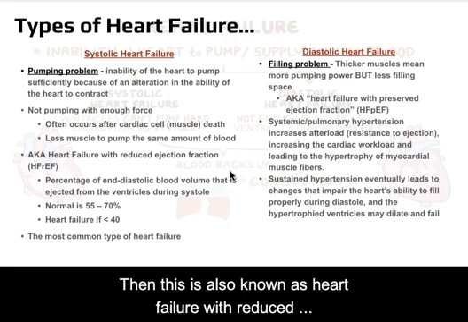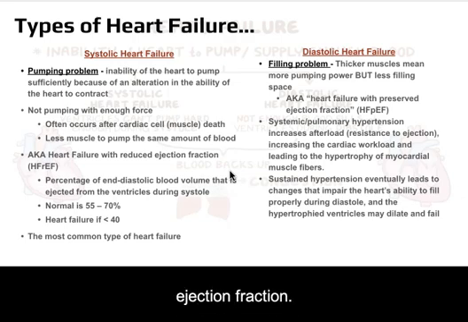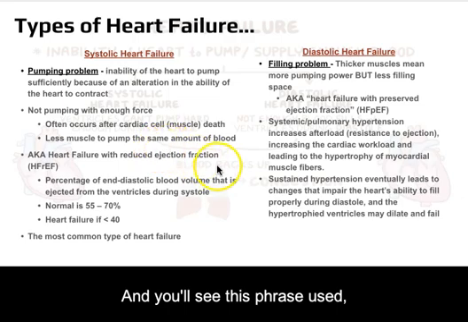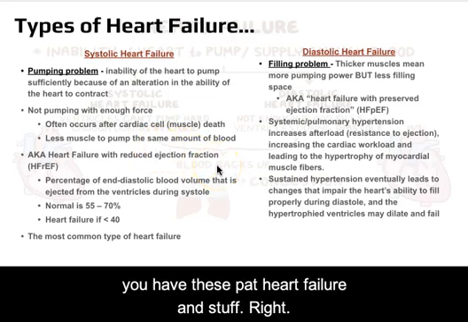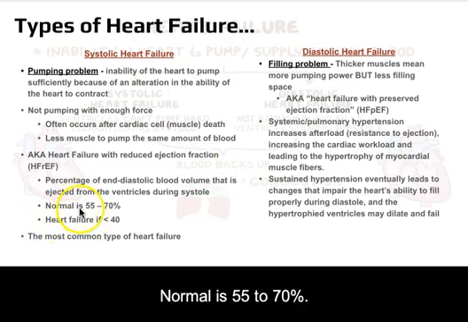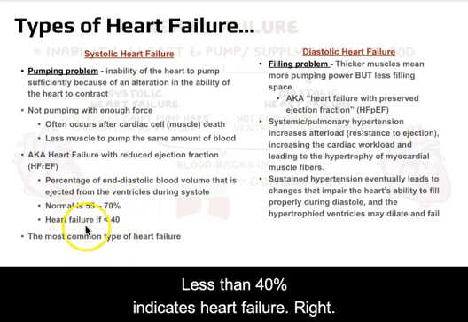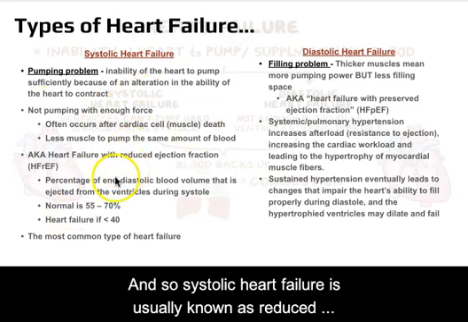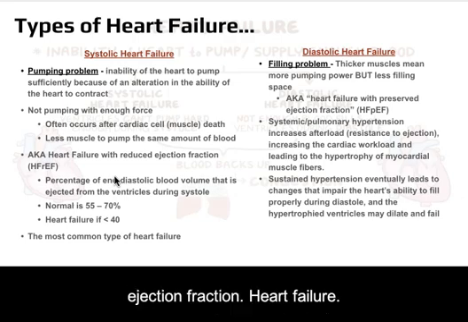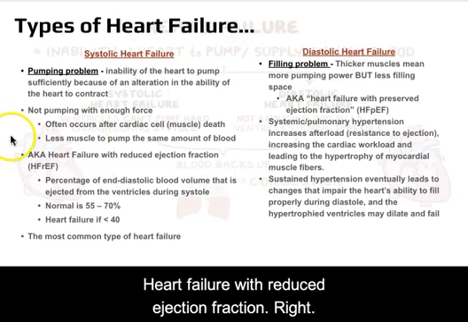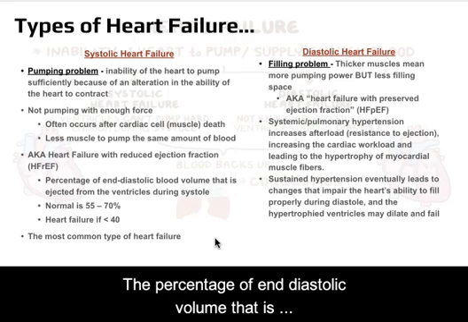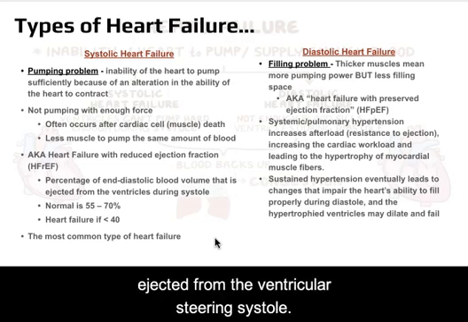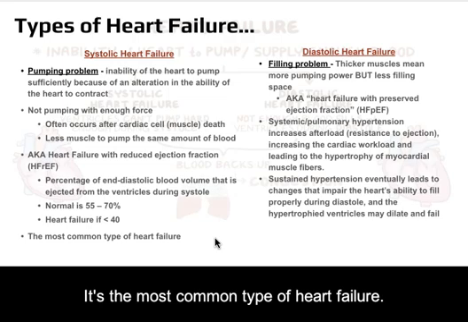This is also known as heart failure with reduced ejection fraction. You'll see this phrase used when you go to clinicals and have these patients with heart failure. Remember we said, what's the ejection fraction? Normal is 55 to 70%. Less than 40% indicates heart failure, right? So systolic heart failure is usually known as heart failure with reduced ejection fraction. It's the percentage of diastolic volume that is ejected from the ventricles during systole. It's the most common type of heart failure.